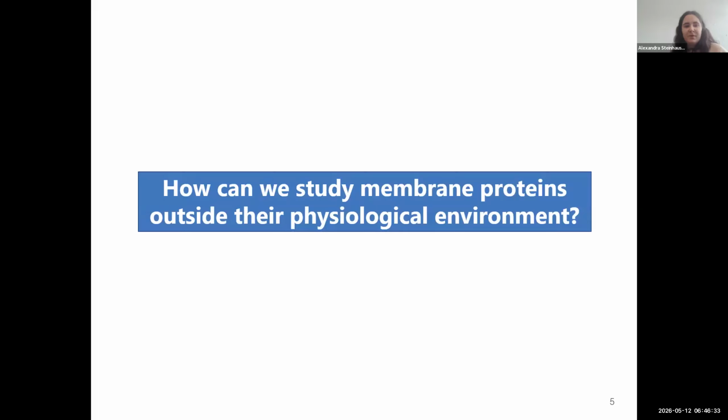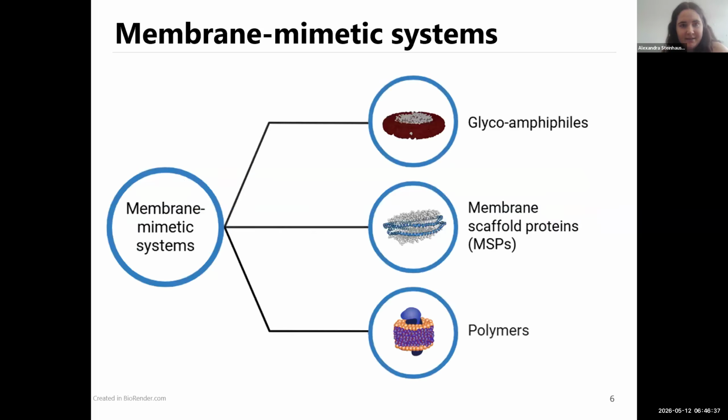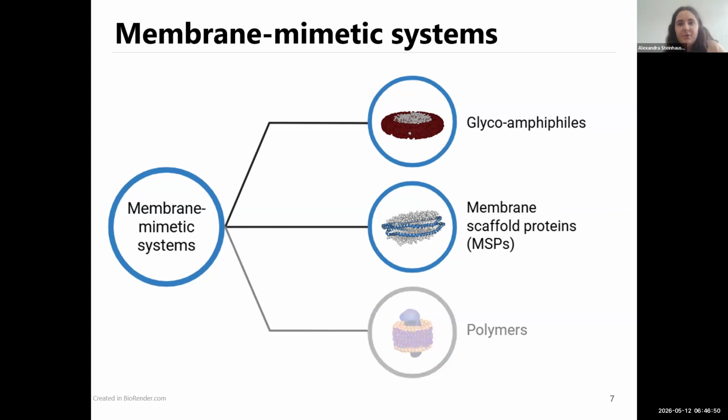So how can we study membrane proteins outside their physiological environment? For that, we use membrane mimetic systems. In the labs that I have worked, we mainly focus on glycoamphiphils, membrane scaffold proteins, and polymers. For this publication, we focused on glycoamphiphils and membrane scaffold proteins, more specifically on one glycoamphiphil and one variant of the membrane scaffold protein, but I will come to that in more detail now.